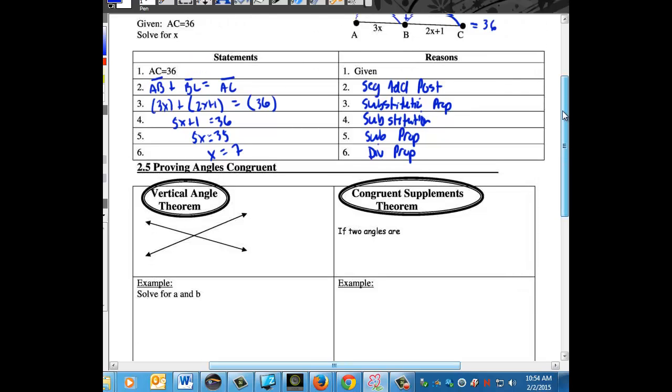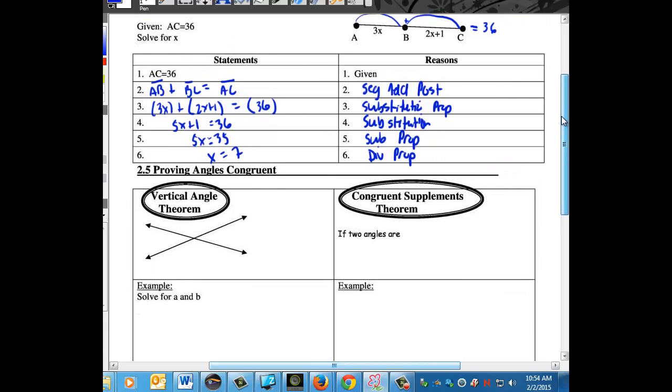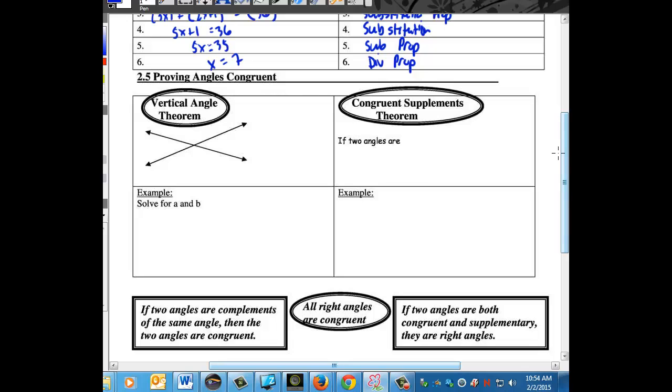Next, we have what's called the vertical angle theorem. And here's what we want to say with that. We want to say that angle 1 is congruent to angle 2, and angle 3 is congruent to angle 4, because we know that vertical angles are always congruent. Angle 1 and angle 2 are considered vertical angles. Angle 3 and angle 4 are also considered vertical angles.